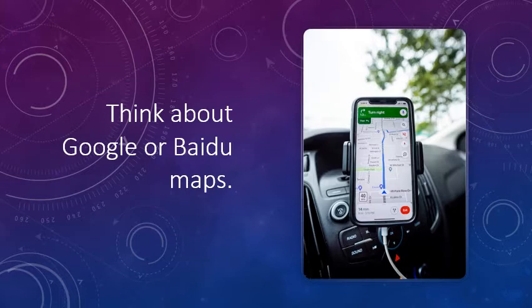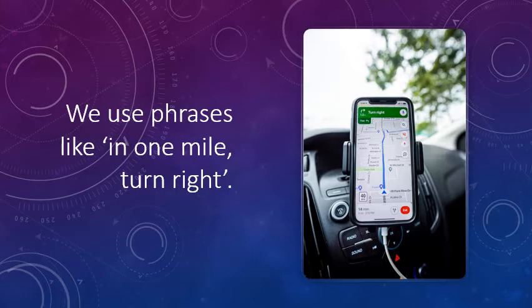So think about Google or Baidu Maps. We use phrases like in 1 mile, turn right. And this allows the driver, for example, to plan their route ahead. So this allows the driver to know that shortly a right turn is coming up, so I need to position my car in the road and I need to put my indicator on.